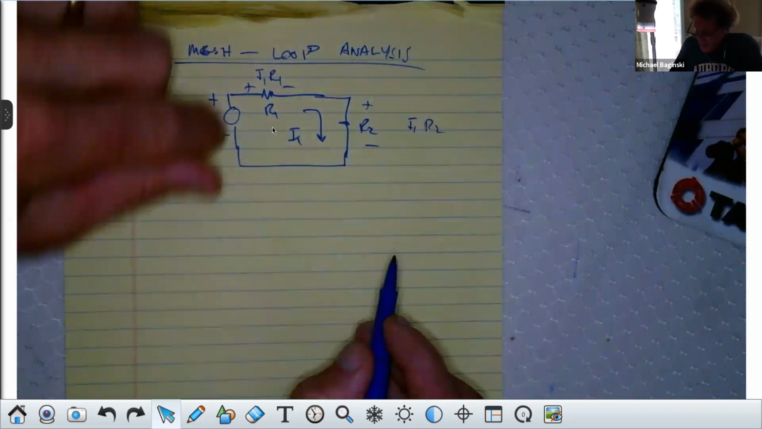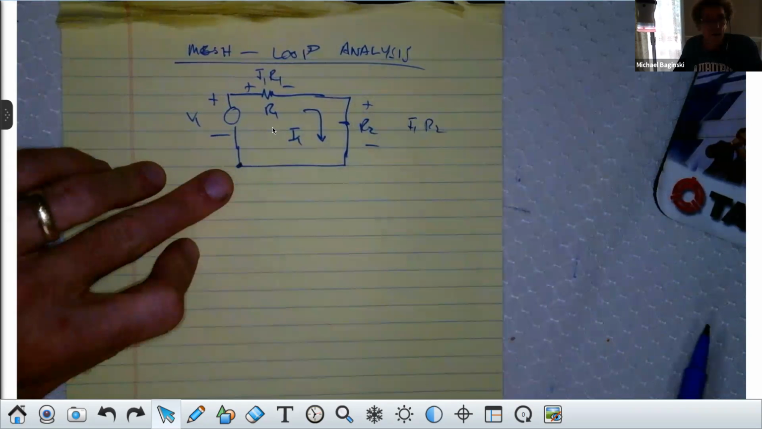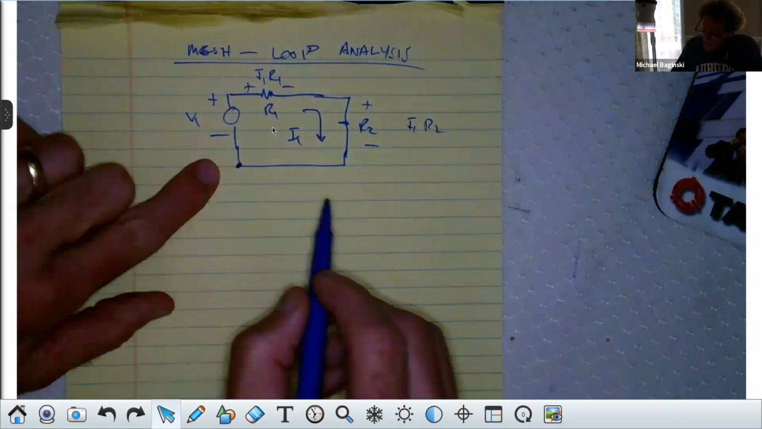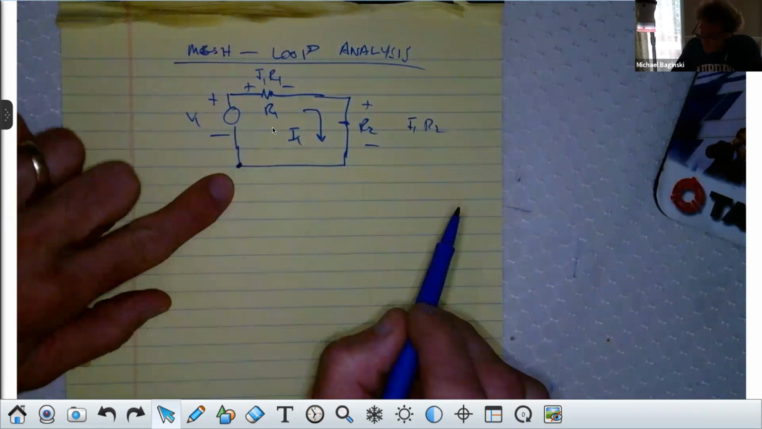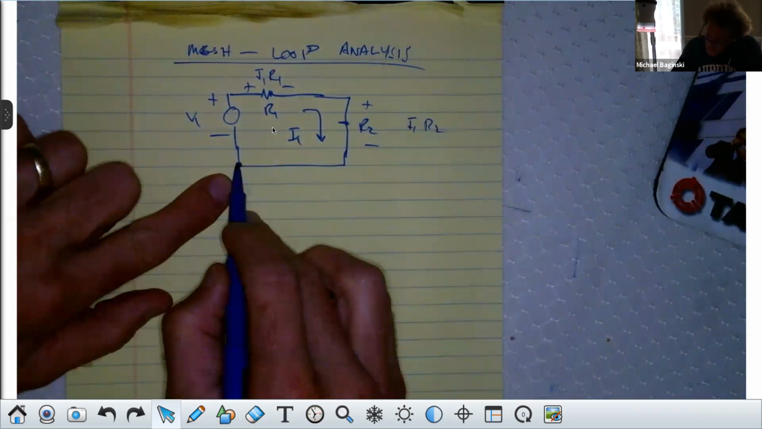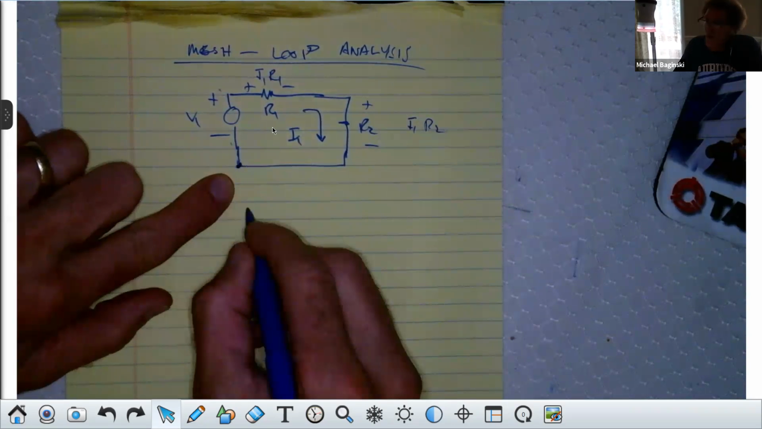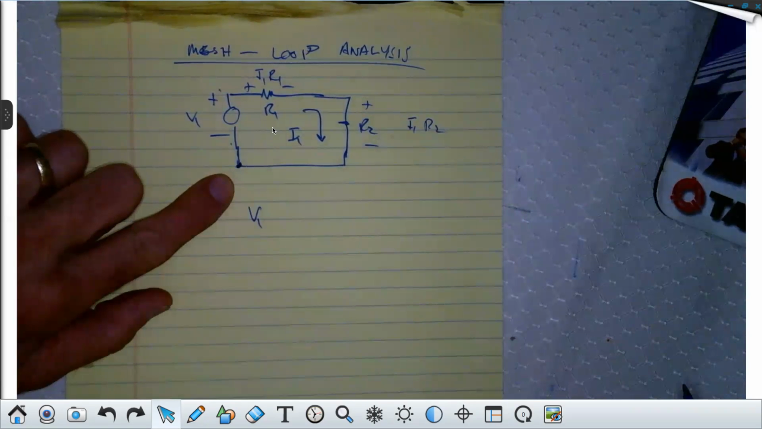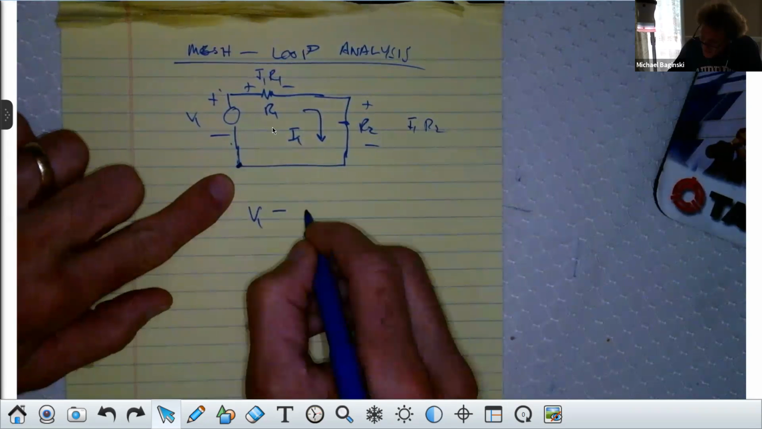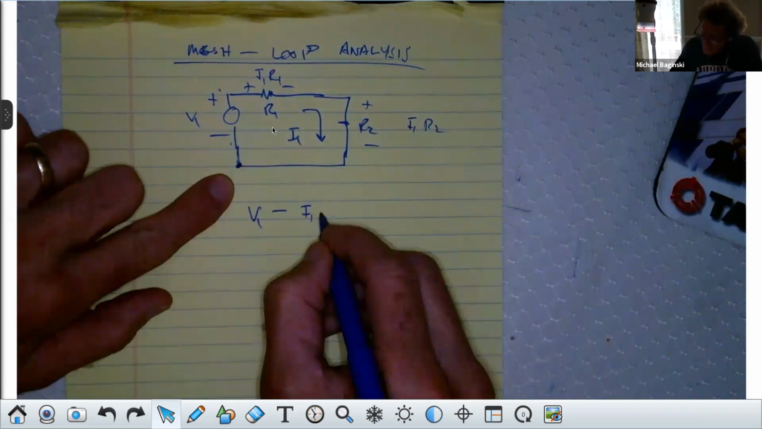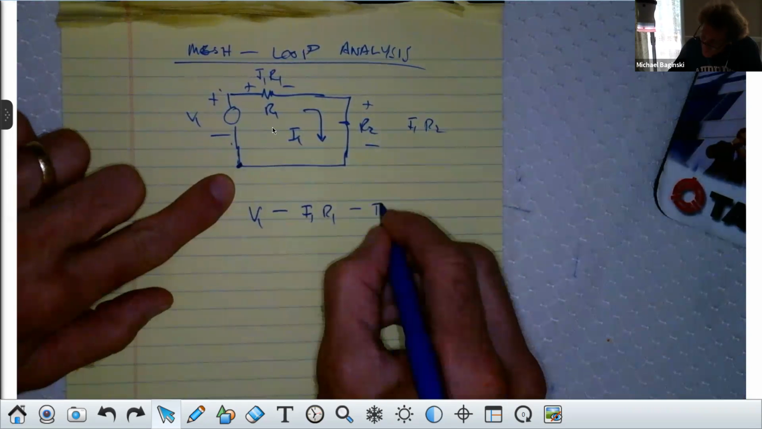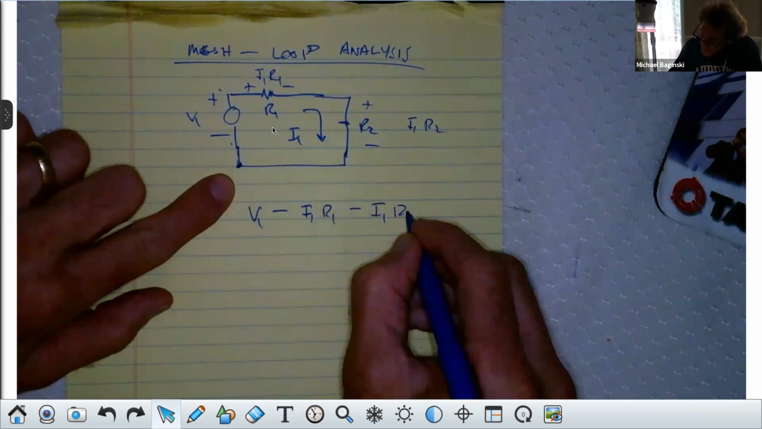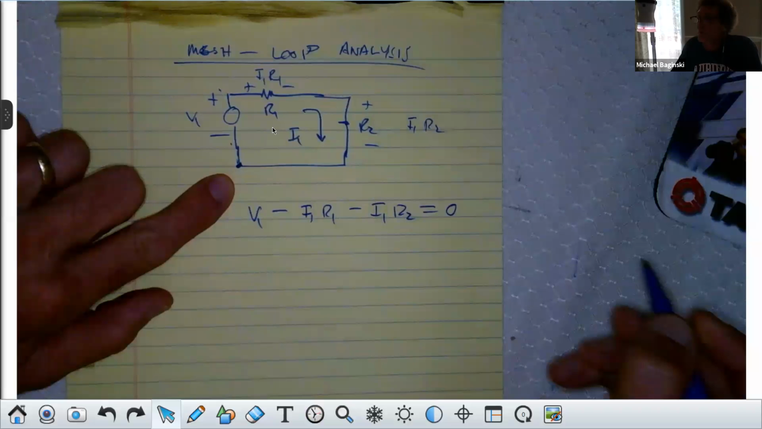Now, I'm going to sum from the lower left-hand corner right here around the loop. The sum of the voltages always equals 0. So if I start here, you see I get an increase of V1. Do you agree with that? Yes. Then you get a decrease of minus I1 R1. And then you get a decrease of minus I1 R2. And the entirety of that is 0. Do you all agree with that, class?